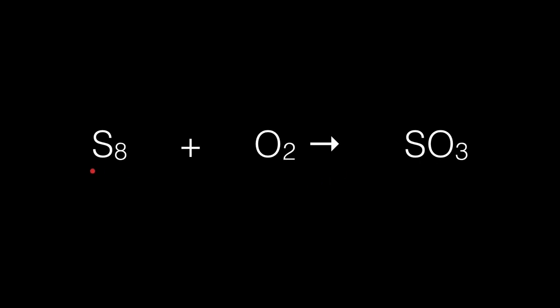So let's try and balance this equation. If I've got 8 sulfurs over here, if I add an 8 in front of sulfur trioxide, this molecule, I now have 8 sulfurs, so that's good, that's balanced. But I've got 8 times 3 is 24 oxygens, but only 2 oxygens over here on the reactant side. So to get 24 oxygens, I need to multiply 2 by 12.